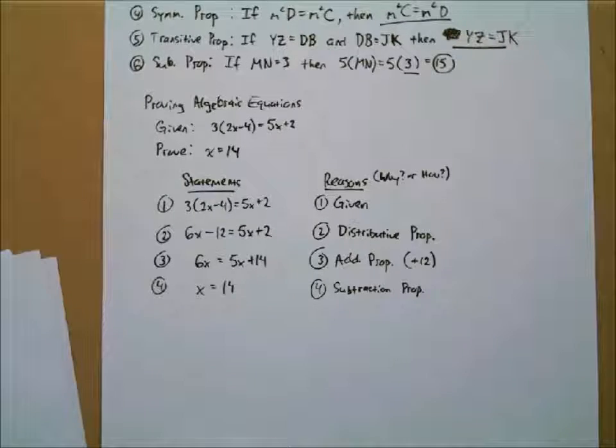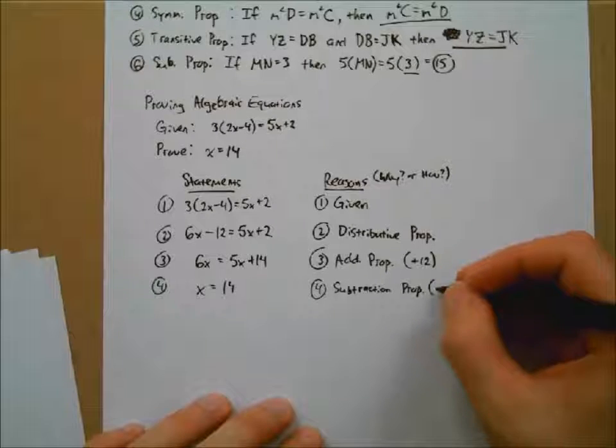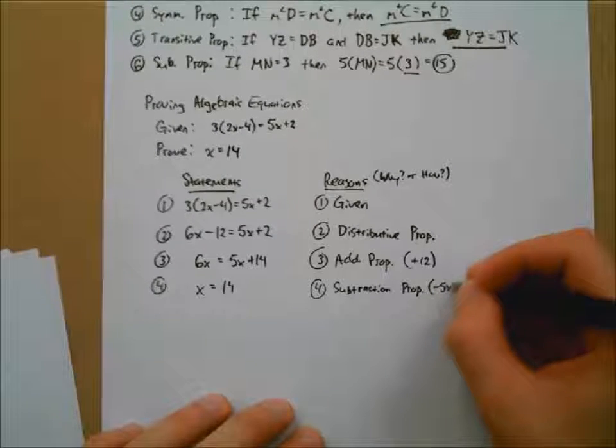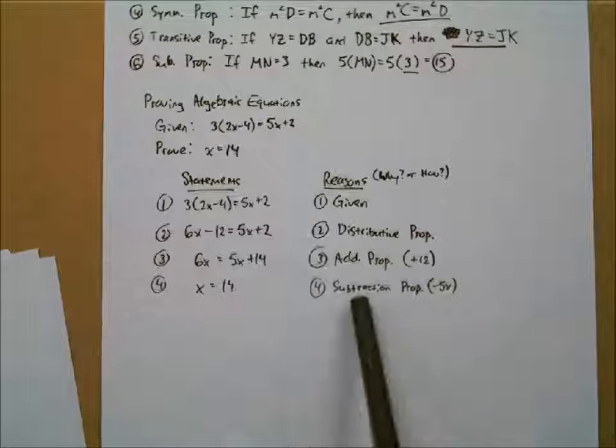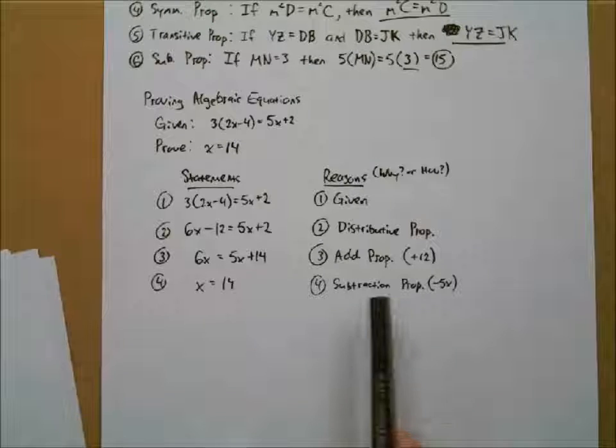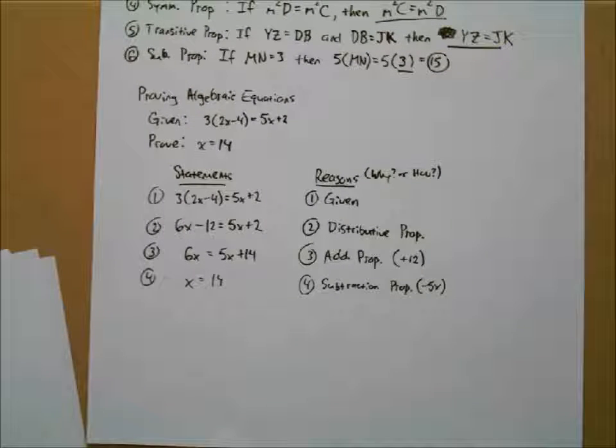Okay. And again, we subtracted minus 5x from both sides there. Okay. Did I have to use the subtraction property here to do what we just did? Is there another property we could have used?